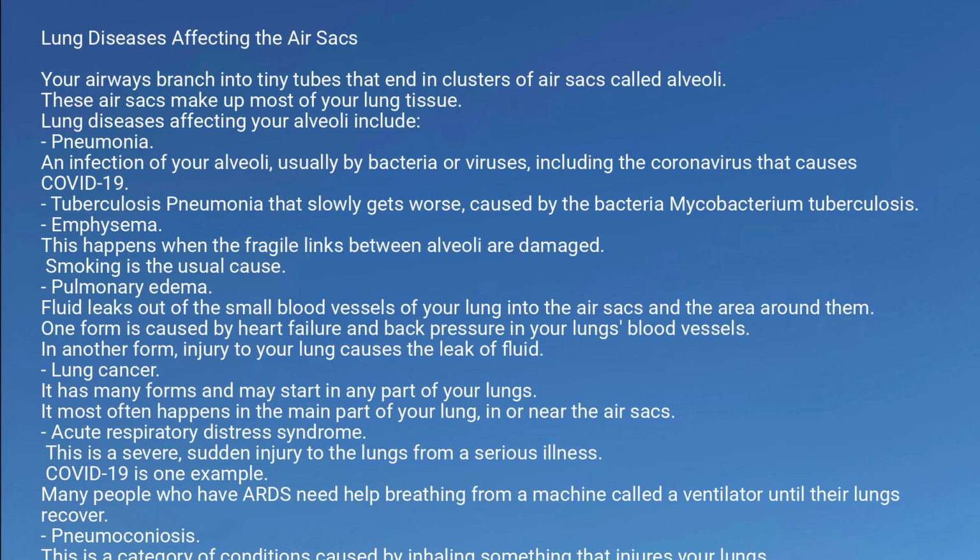Lung cancer. It has many forms and may start in any part of your lungs. It most often happens in the main part of your lung, in or near the air sacs. Acute respiratory distress syndrome. This is a severe, sudden injury to the lungs from a serious illness. COVID-19 is one example. Many people who have ARDS need help breathing from a machine called a ventilator until their lungs recover. Pneumoconiosis. This is a category of conditions caused by inhaling something that injures your lungs. Examples include black lung disease from coal dust and asbestosis from asbestos dust.